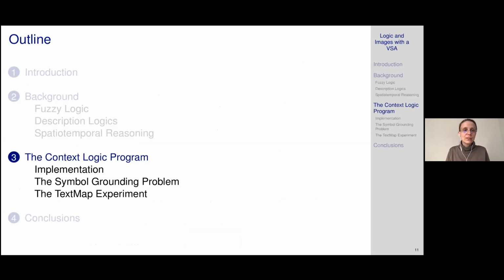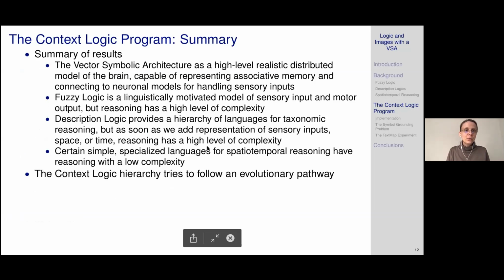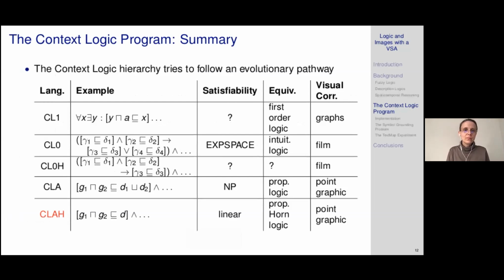So now all this as introduction on the background. Now coming to the context logic program, the goal was to wrap up what we have here and then develop a hierarchy like description logics, but that follows an evolutionary pathway. That is, the simple things should turn out to be fast, and more complex things can take longer. So this is the hierarchy I came up with. We are starting with atomic context logic, atomic Horn context logic, and it says something like G1 and G2, or the intersection of G1 and G2 is part of D, and so on.